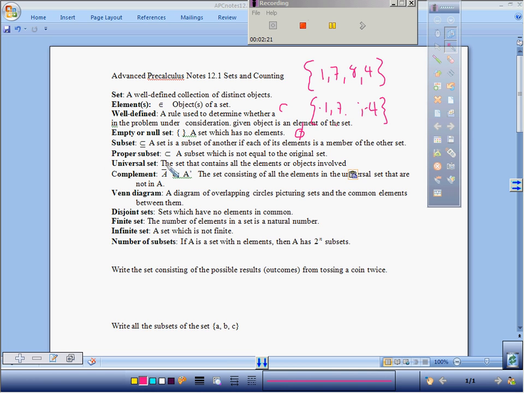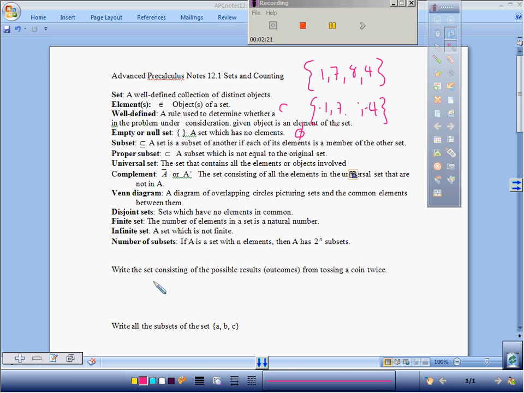The universal set is a set containing all elements of the things you're talking about. When you see a little bar on top of a set, that's called the complement, and that's all the items in the universal set that are not in A. We'll talk about that. We'll talk about Venn diagrams, disjoint sets, finite sets, and so on and so forth.